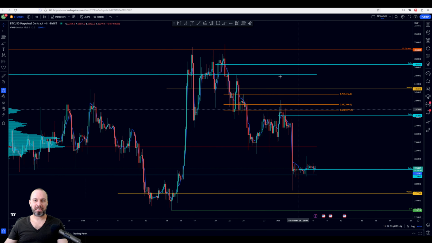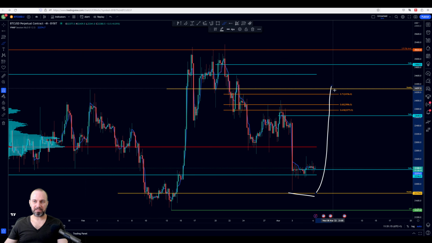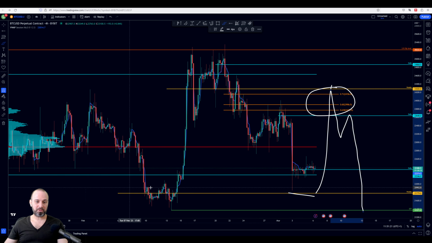So if the reaction would actually be here at the weekly, and we move, take profit here, move your stop loss to entry, reaction, then we can trade. Then I would target this area, right? So that would be the next target.